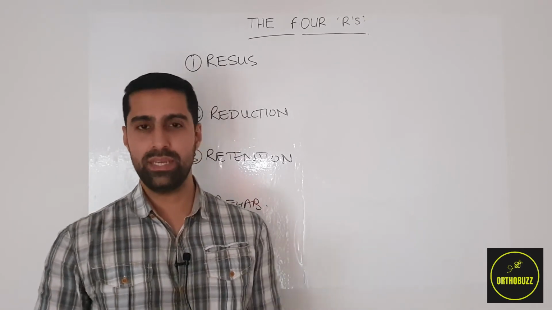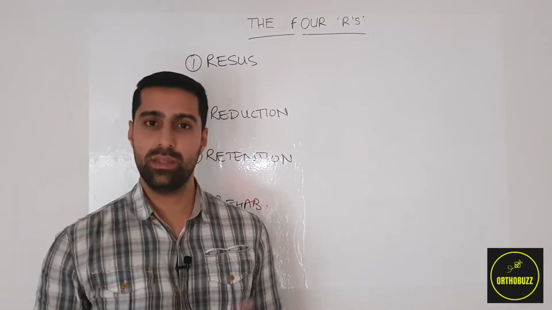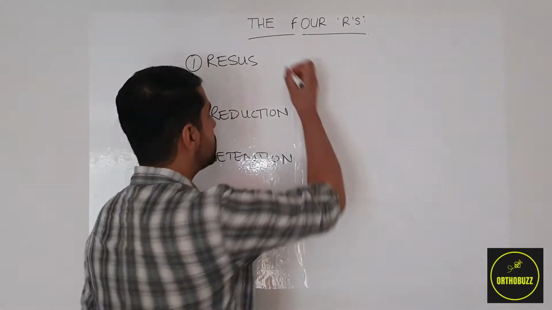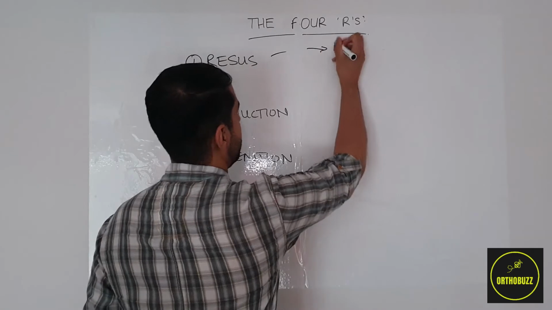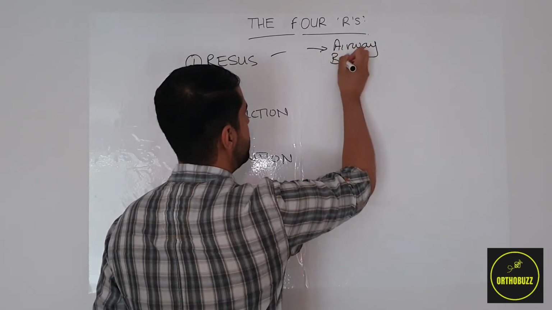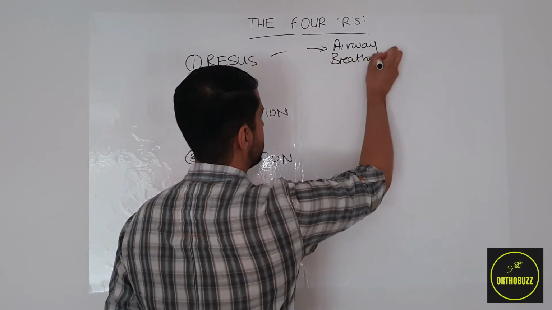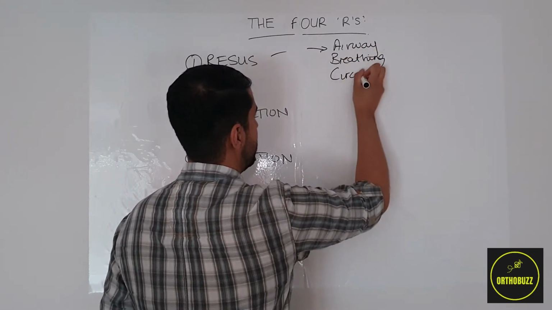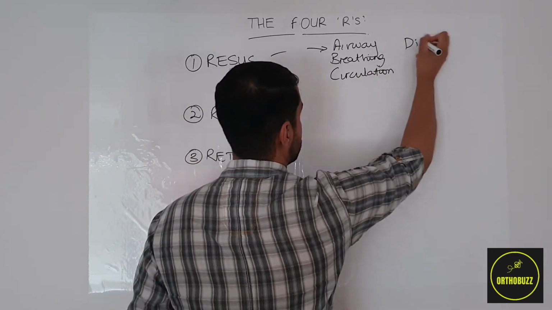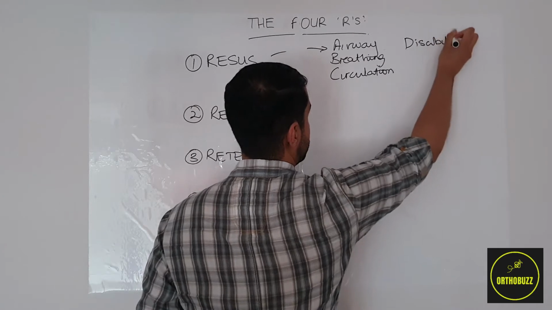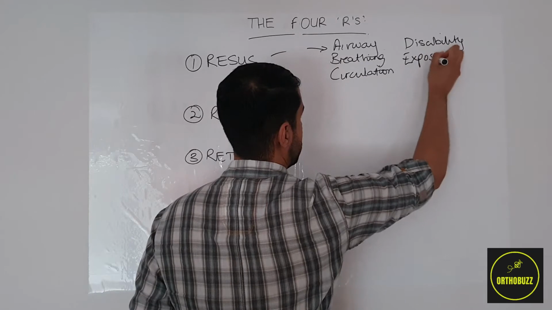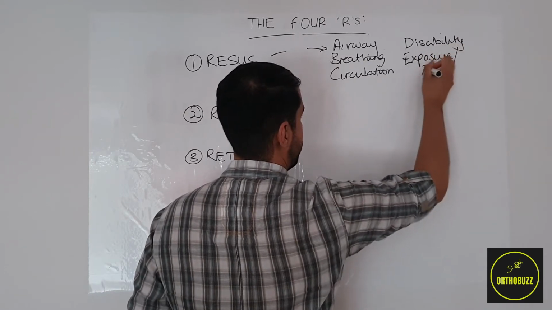This is an A to E assessment, including the cervical spine in the airway, and ensures that we do not miss any injuries. So, we look at the airway first, the breathing, circulation, disability, and exposure/environment.